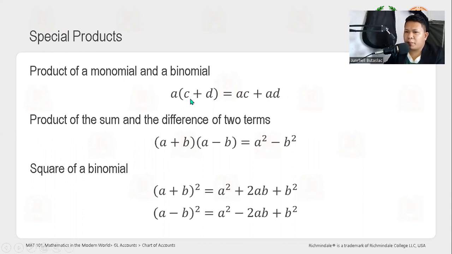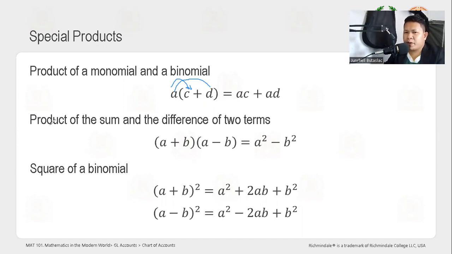This is the formula. As you can see, A times (C plus D) is equal to AC plus AD. This is how it happens: you have to multiply A to C, you have to distribute, then A to D. So A times C is AC, and A times D is AD.